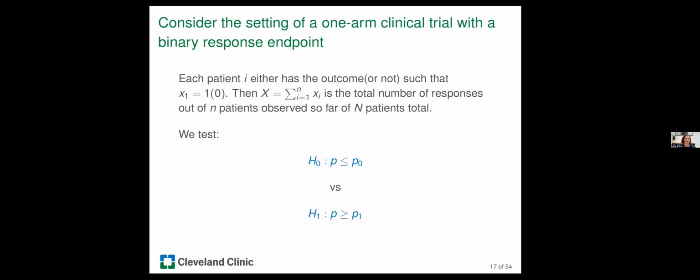So here I'm going to consider the setting of a one-arm clinical trial that has a binary response endpoint. Each patient either has the outcome, so that their X value is 1, or they don't have the outcome, so it's 0. And then we are interested in the phase 1 setting, usually in testing the null hypothesis that our response rate is less than or equal to some null response rate versus the alternative that our response rate is greater than or equal to some alternative response rate.